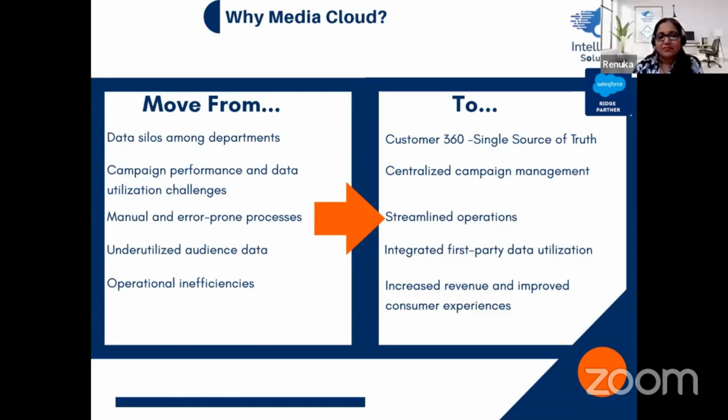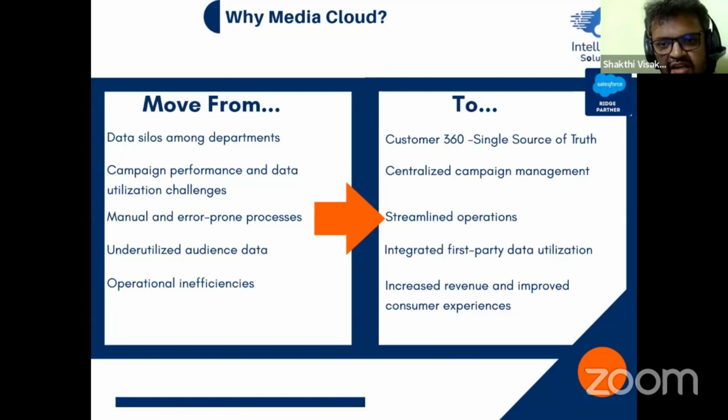And the other things are manual errors, underutilized audience data, and operational inefficiencies. These are all related, directly or indirectly, to manual processes. So we are trying to automate and streamline as much as possible. Even in ASM there are a few manual steps, but it has fewer steps compared to the previous one without Media Cloud.